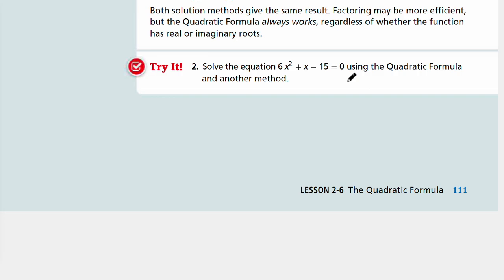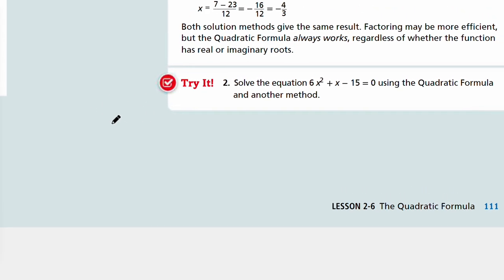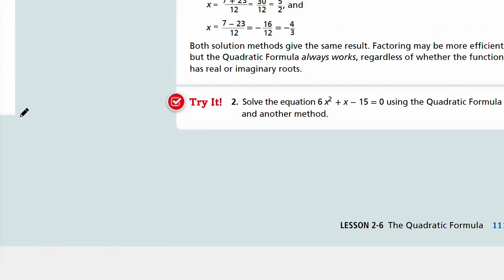Okay, are we ready? All right, 6x squared plus x minus 15 equals 0. First of all, what should we do first? Let's factor by grouping first. So try it too. Factor by grouping.